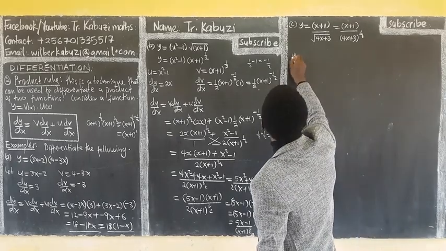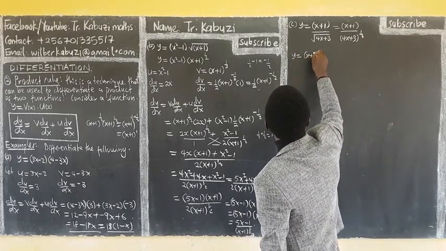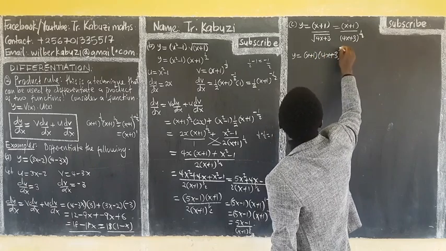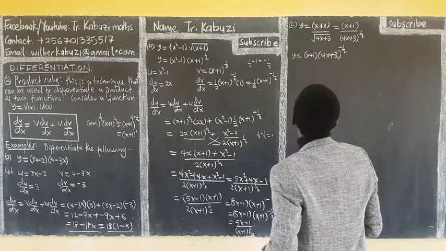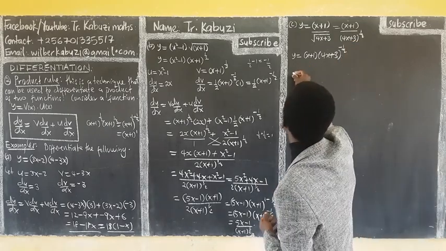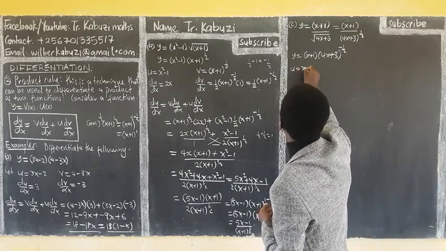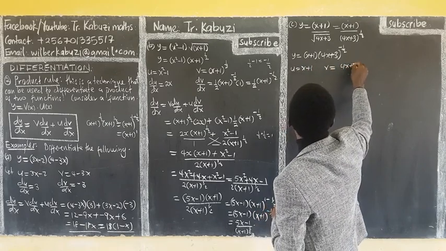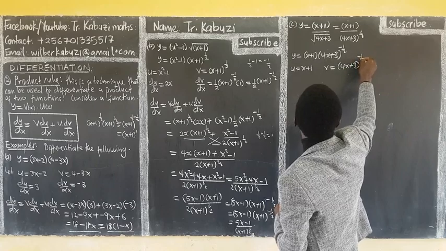So my y will be now (x + 1)(4x + 3). When I take it up, it becomes negative a half. So instead, let this one be my u, which is x + 1, and this one will be my v, which is (4x + 3) to the power negative a half.